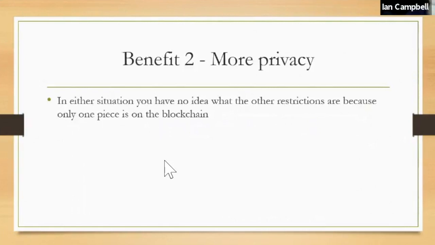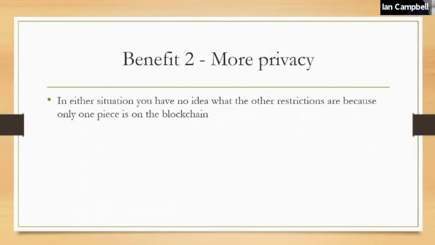The second thing it allows us to do is increase privacy. So in either situation, you have no idea what the other restrictions are because only one piece is getting written on the blockchain. Now, in theory, someone could go back and trace these transactions to see potentially what the other side was, but this is a much better solution than what we're currently dealing with. And again, any party that was trying to track down what was actually going on here would never know if they found all of the pieces, all of the encumbrances. So it still has a huge benefit in that sense.